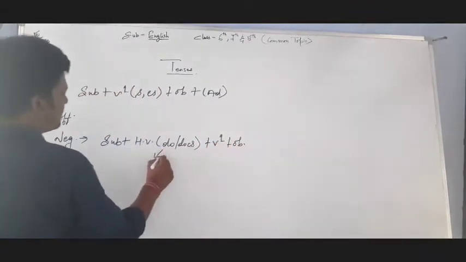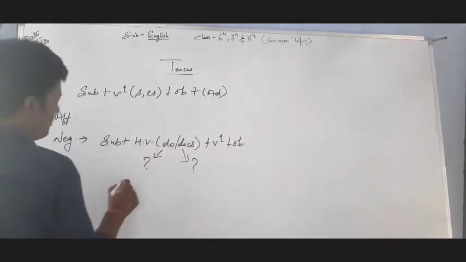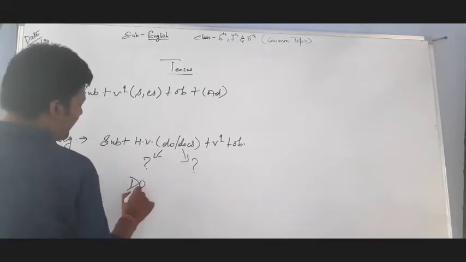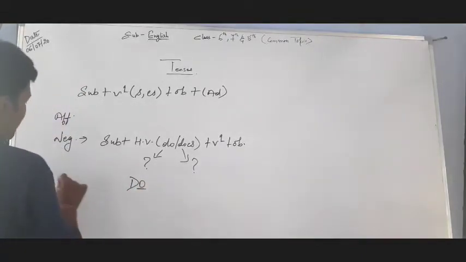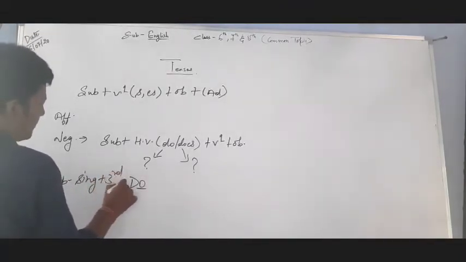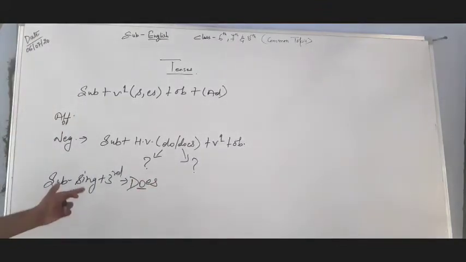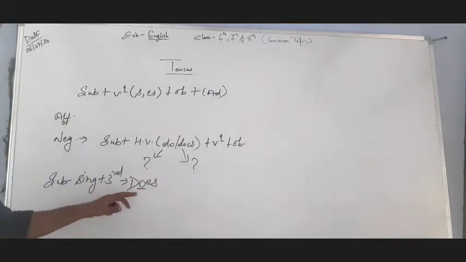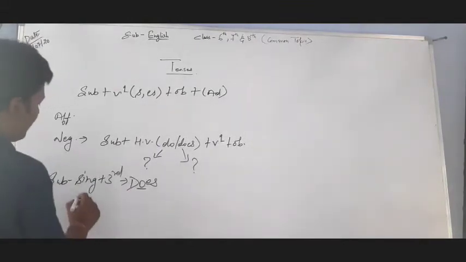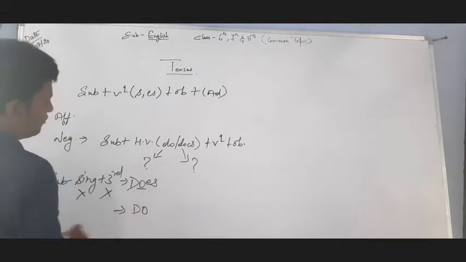Now where to use do and where to use does? I write do, it ends with O. If my subject is singular plus third person, then I put es. So if my subject is singular and third person, I use does, and if it is not singular and third person, then I use do.